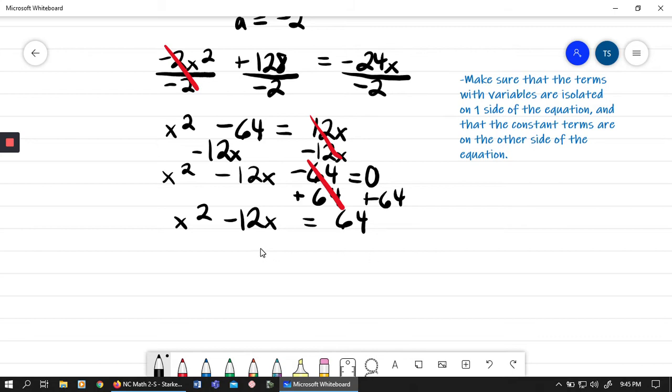After we identify that value of b, we need to calculate b divided by 2. And once we've calculated b divided by 2, let's square that quantity. Square whatever the result is of b divided by 2. And whatever that result is, we need to take that number and add it to both sides of your equation.